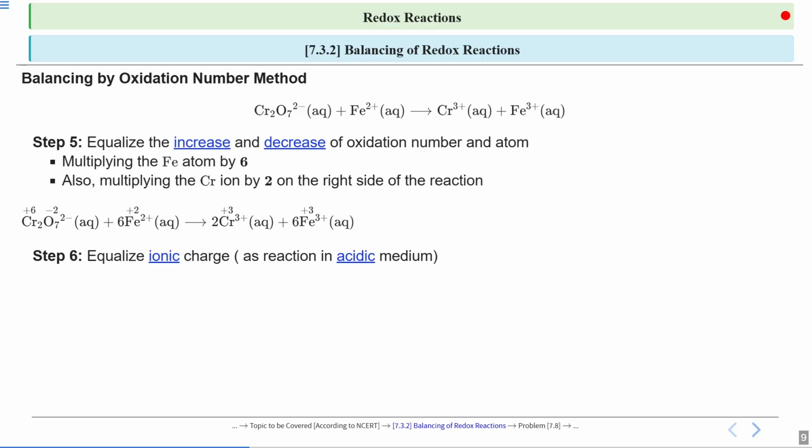Now, in step 6, you have to equalize the ionic charge. As it has already been mentioned in the question, for the reaction Cr2O7 2 negative plus Fe2 positive gives Cr3 positive and Fe3 positive, the reaction is taking place in acidic medium. If it is mentioned that the reaction is taking place in acidic medium, that means we will take the H positive ions, while if we are taking a basic medium, we will be dealing with the hydroxide ion, not with the H positive ion. So now, to equalize the ionic charge, we will add the H positive ions on the left side of the reaction.